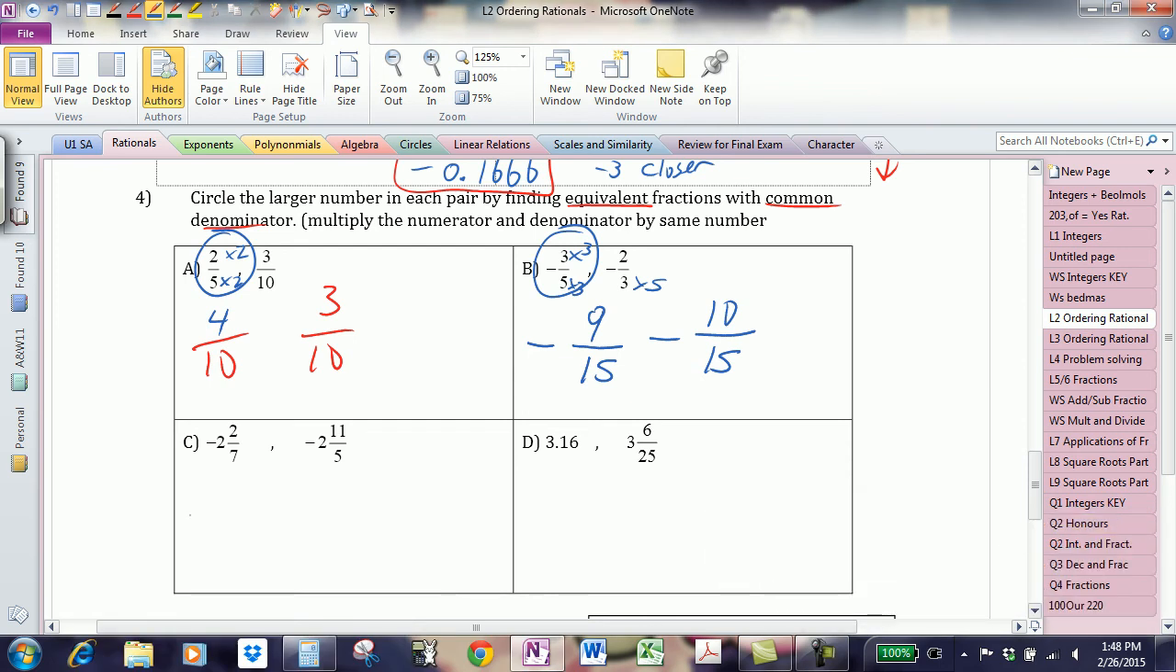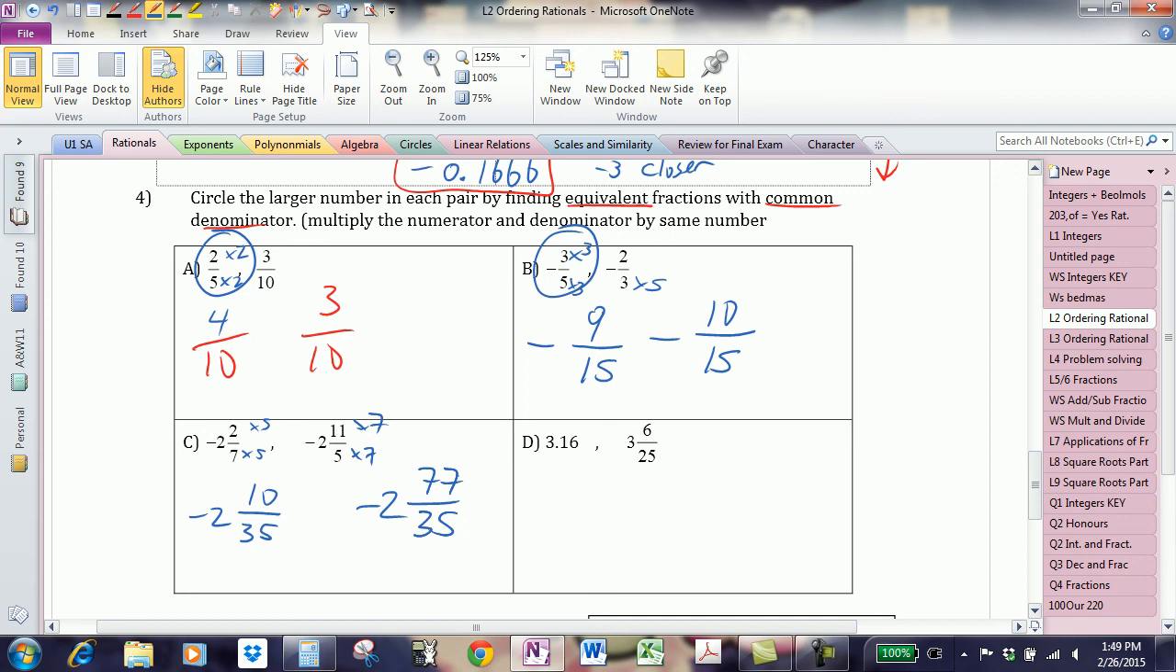Okay. Yeah, so here, we just need a common denominator of 35. We don't even have to look at the negative 2. Do we have to turn negative 2 into something over 35? No, just leave it.